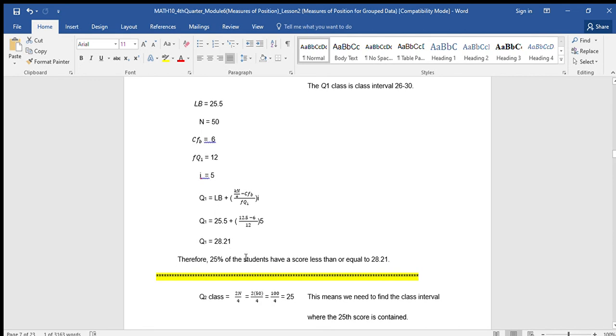Again, therefore, maghimo ta og conclusion. Since Q1 man ta, so 25% of the students have a score less than or equal to 28.21. Sabta na gamay.